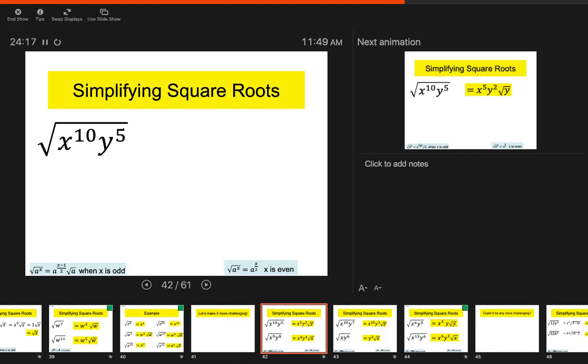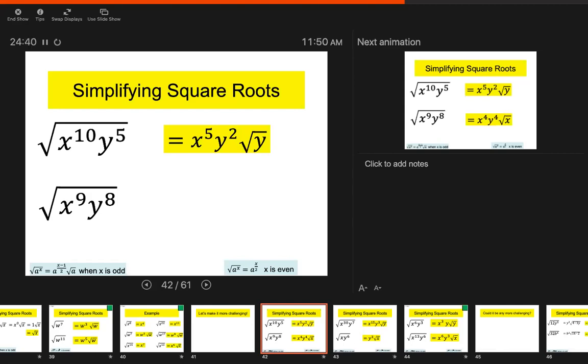Then we treat the y. Well, let's see. y is odd. 5 minus 1 is 4. Half of 4 is 2. So you get y squared on the outside and a square root of y on the inside. You see what I did there? It's just basically 2 problems in one. It says it's more complicated, but it isn't that much more complicated. Let's see that again.